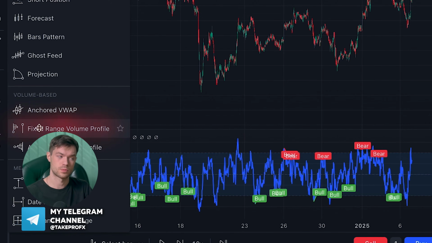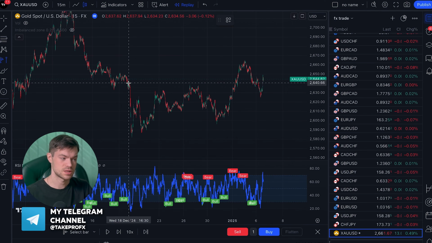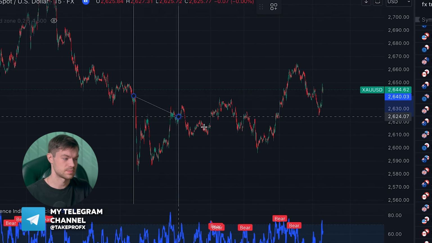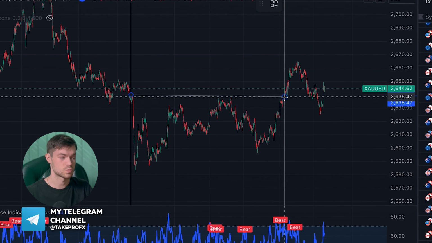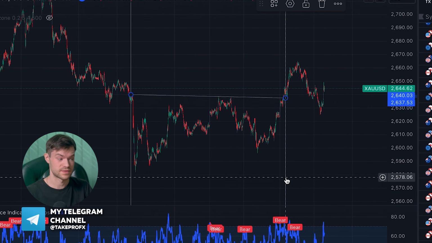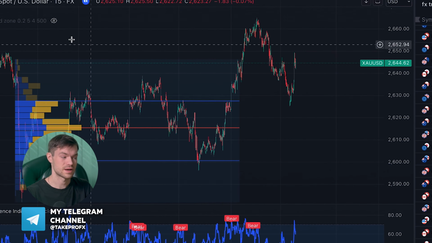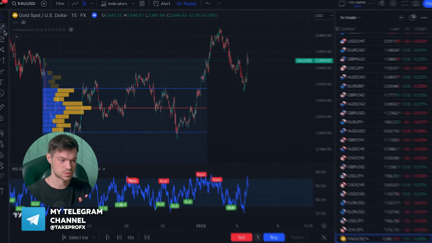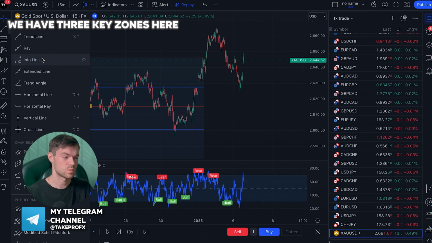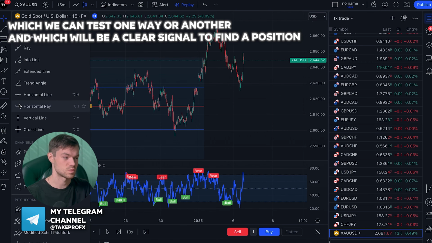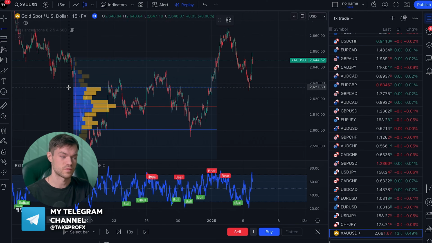It's a fixed volume profile. We define the sideways here. We have the approximate beginning of the sideways. So this is the place where we left the sideways. When we pull the volume profile, we realize that we have 3 key zones here, which we can test one way or another, and which will be a clear signal to find a position.